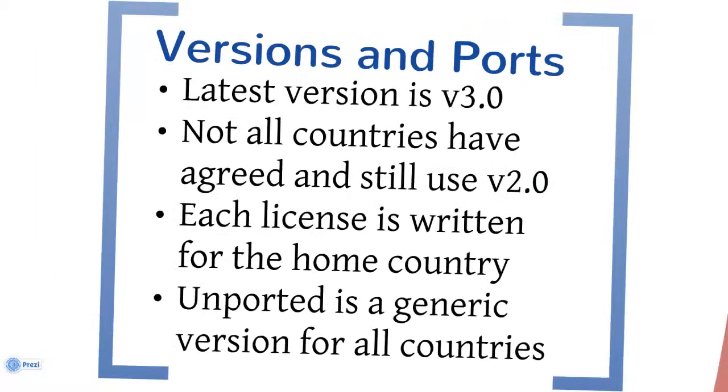The Creative Commons licenses are in the process of being updated. Currently the latest version is version 3, but a lot of countries are still using version 2. Each license has to be written in the home country by lawyers of that country, so it's taking a while for all countries to have the license. An unported license is just a generic version that works across all countries but is not nearly so strong.